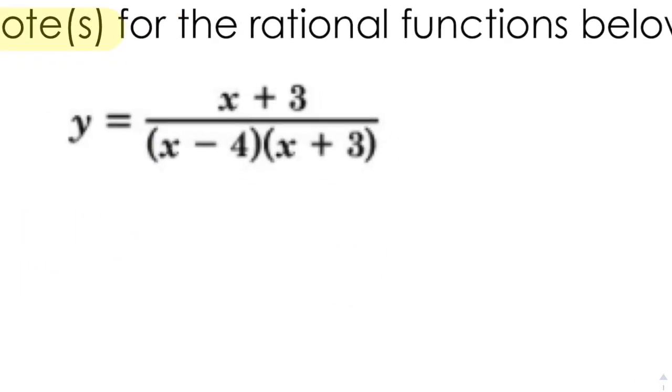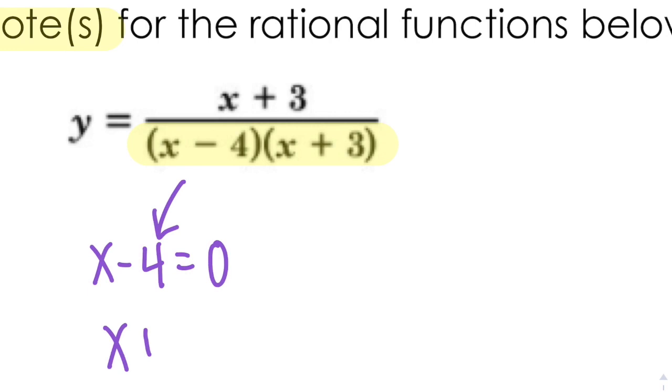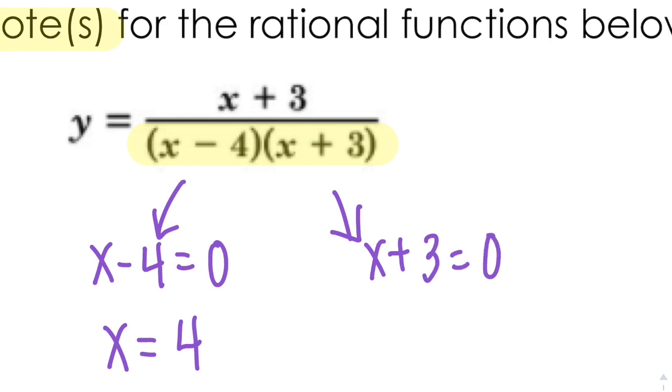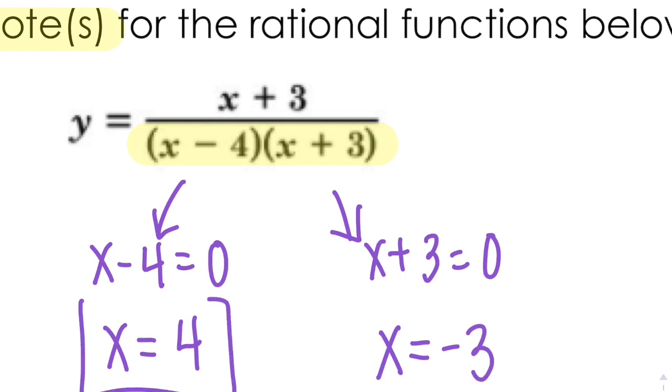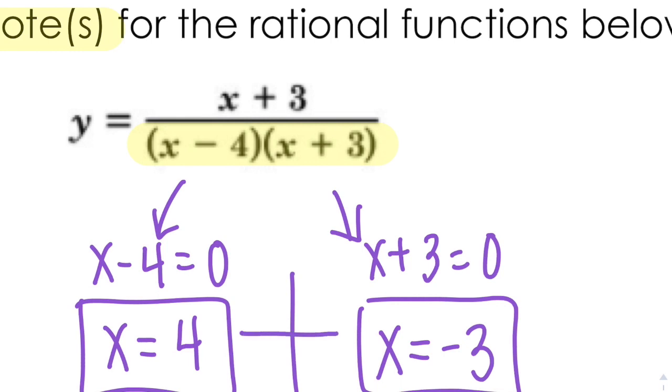So taking a look at this one, there's my denominator. If x minus 4 equals 0, add 4, one of your asymptotes would be at positive 4. Over here, if I have x plus 3 equals 0, subtract 3, x equals negative 3. And those are your vertical asymptotes. So on a graph, just sketching it out, I have one at 4, and I'd have one at negative 3.